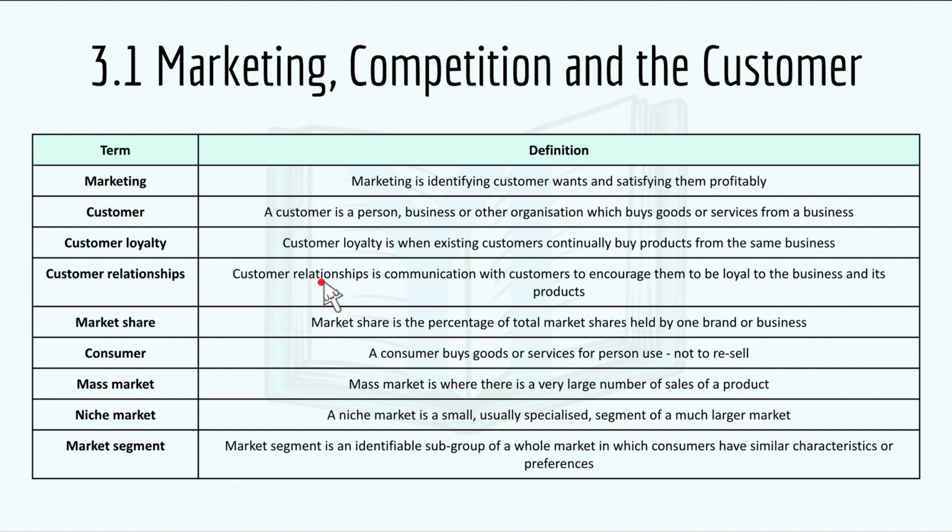Market share is the percentage of the total market held by one brand or business. A consumer buys goods or services for personal use, not to resell. Mass market is where there is a very large number of sales of a product. Niche market is a small, usually specialized segment of a much larger market. And market segment is an identifiable subgroup of a whole market in which consumers have similar characteristics or preferences.